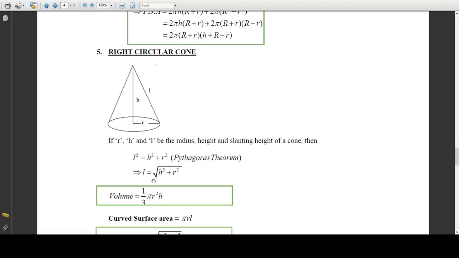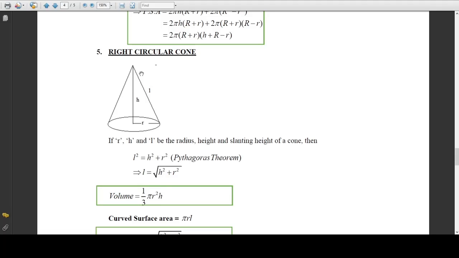And the volume of this, you just have to remember that the volume is 1/3 of the volume of a cylinder. Pi r square h is the volume of the cylinder. 1/3 of the volume of the cylinder will be the volume of a cone. If you remember the volume of a cylinder, it is pi r square h, area of circle multiplied by h, and 1/3 of that will be the volume of a cone.